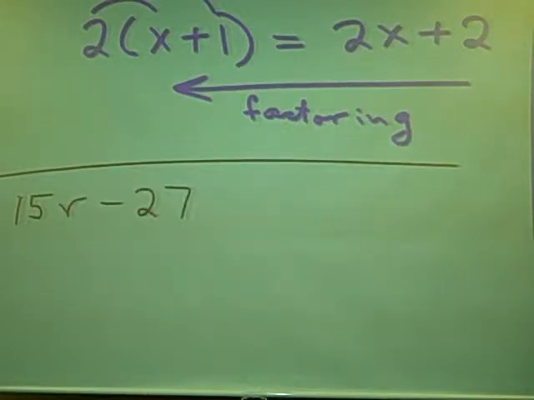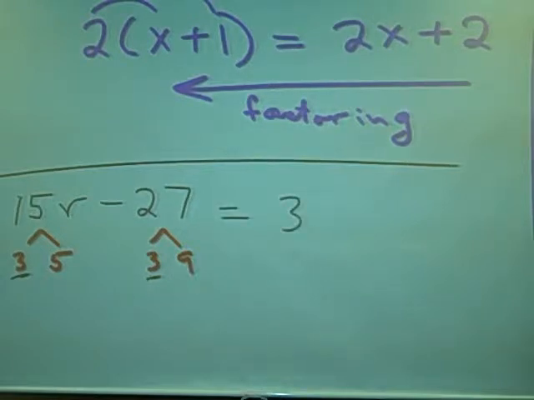15r minus 27. And we want to find the common factors. Well, factors for 15 we know are what? When we say factors, we mean numbers that multiply to give us 15. 3 and 5. Okay, and then factors for 27, we could say that's 3 and what else? 9, right. So we can say that 3 is a common factor for both terms.